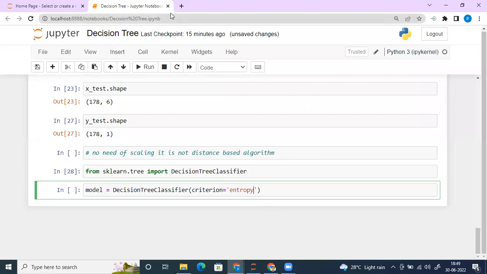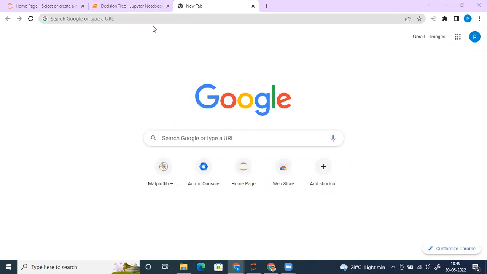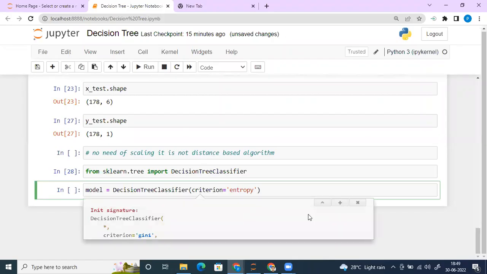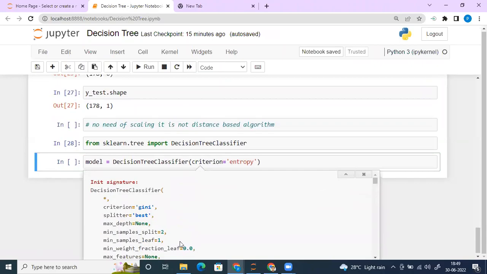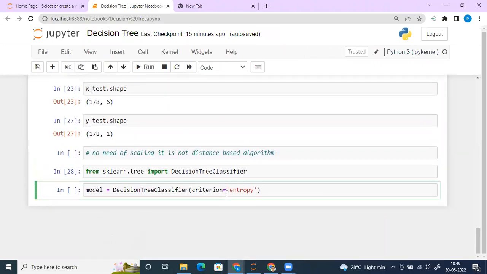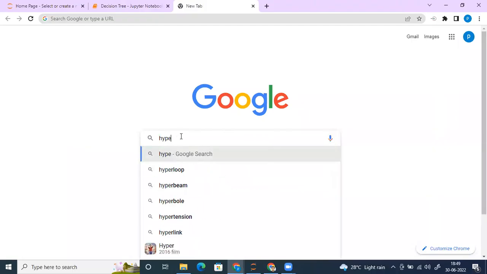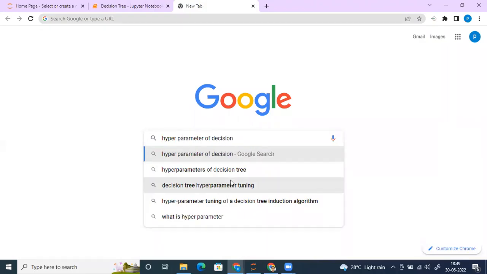So what you should do, understand, everyone, all the time, whenever using any machine learning algorithm, it is impossible to remember all the hyperparameters of any machine learning algorithm. There are so many. For example, if I press here, there are so many parameters. See, you will not be able to remember these. So whenever you are implementing any machine learning algorithm, always go to Google and type hyperparameters of decision tree like this.